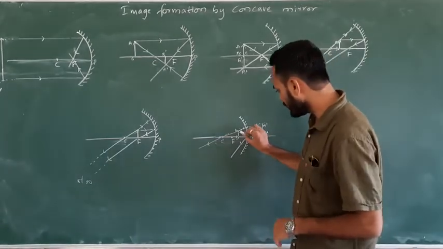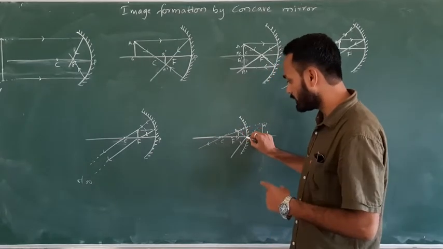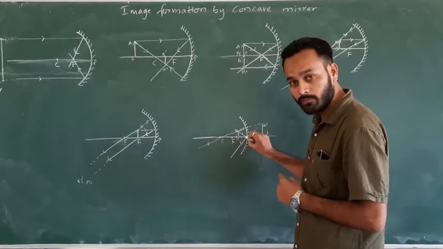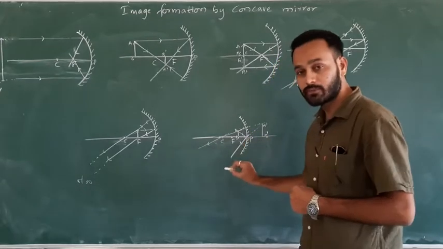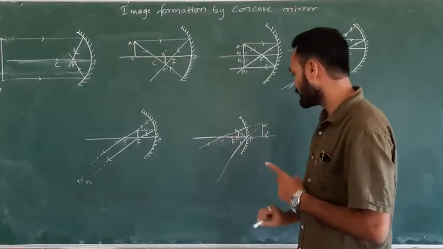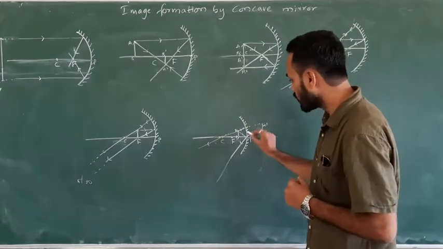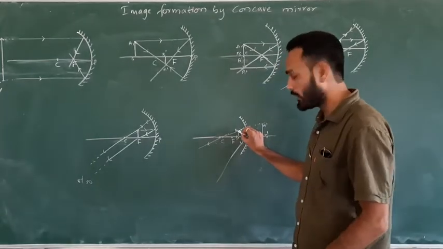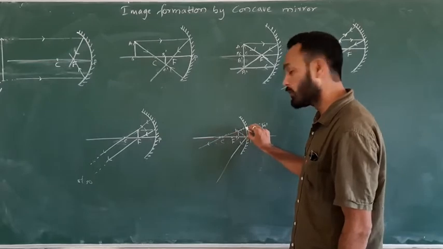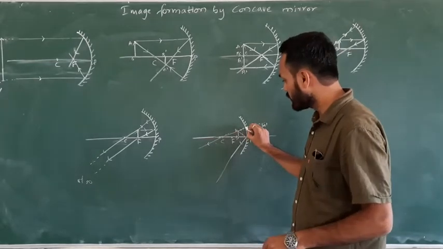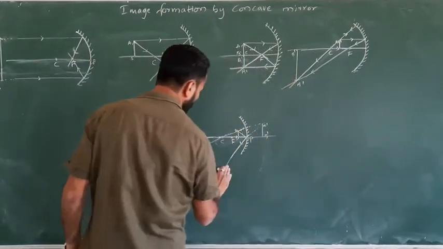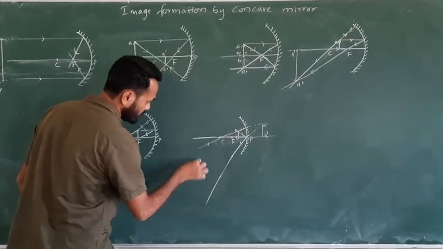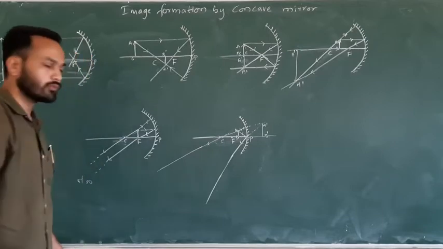Still, see here, a ray of light which is slant to the principal axis at pole, after reflection it will remain slant to the principal axis. So this is the first reflected ray. Let us talk about the other ray of light which appears to come from the center of curvature. After reflection it returns back along the same path. You can see this ray is going in this way and it is going in this way.